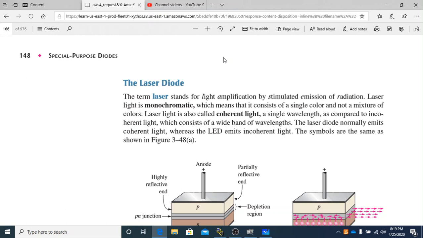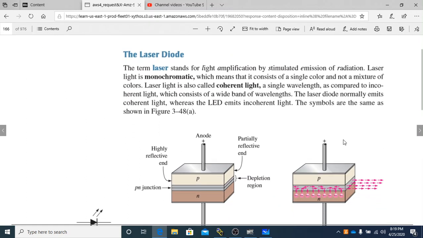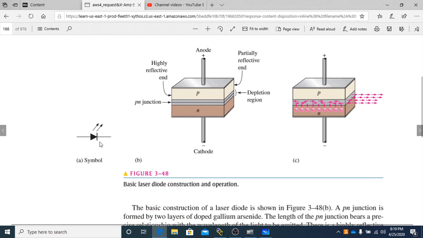If you remember, in the LED it had more wavelengths, and those wavelengths are what controlled the color of the LED. Here there is a single wavelength, which means one color, and it's considered coherent light. The laser diode emits coherent light, the LED is incoherent, and the symbol is as follows. This looks like an LED symbol, so the same symbol is used for the laser.